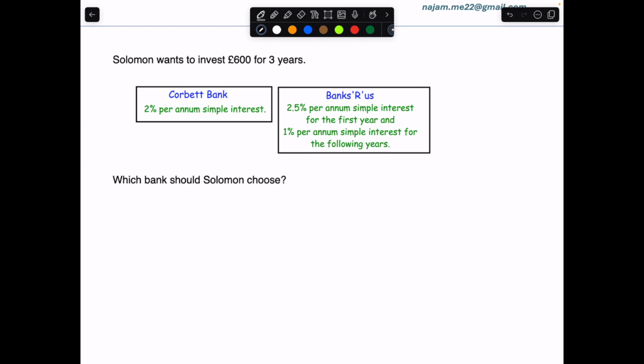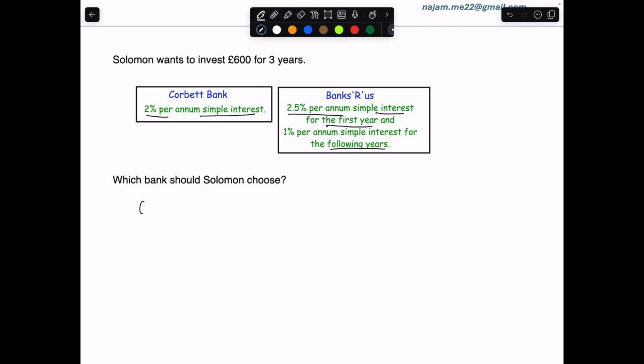The Corbett Bank gives an offer of 2% per annum simple interest, straightforward, whereas Banks R Us gives an offer of 2.5% per annum simple interest for the first year and 1% per annum simple interest for the following years, which means for the next 2 years. In this case, what you need to do is do different calculations for different years.